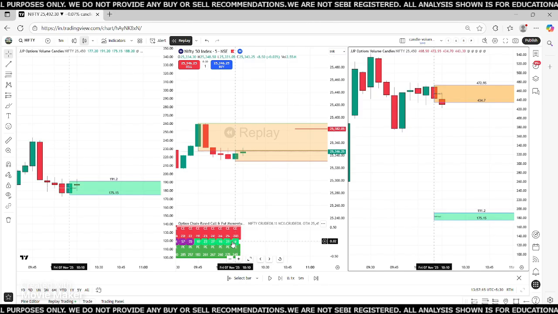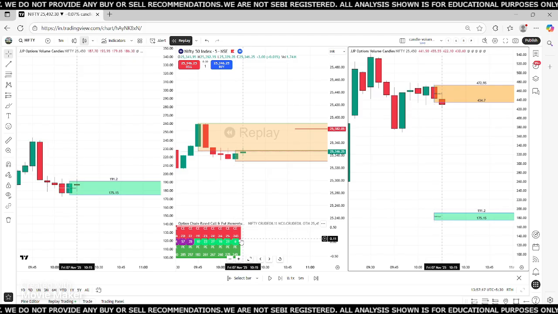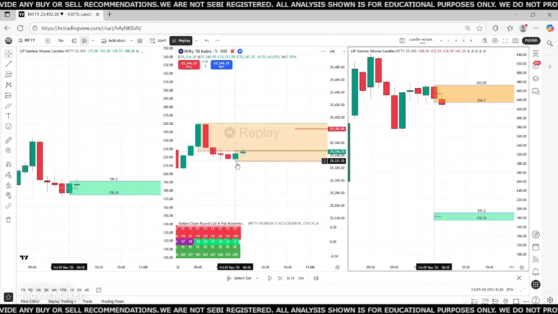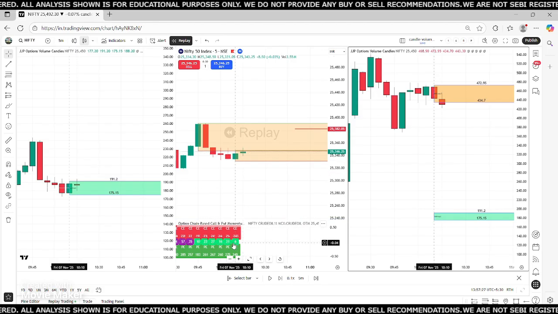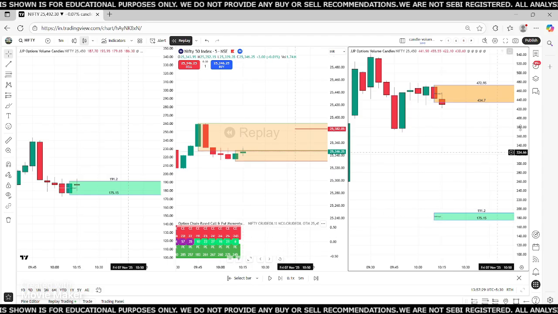Until now we are getting the line zone only. When we are getting the ranges also, we should wait for the breakout of the zone, and even if the breakout happens, we should wait for the color of the box to be purple again.